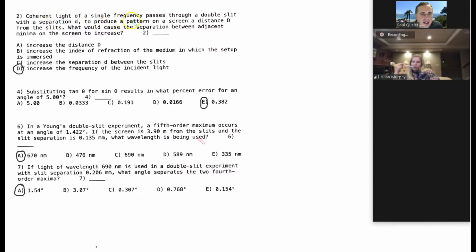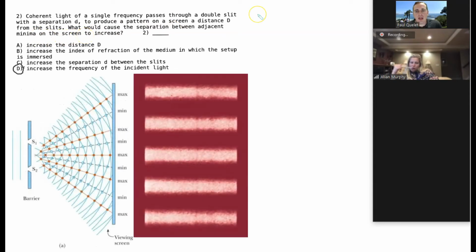Coherent light of a single frequency passes through a double slit with a separation d to produce a pattern on a screen a distance D from the slits. What would cause the separation between adjacent minima on the screen to increase? If we want spacing between the fringes to increase, we want more diffraction. In other words, we want more spreading out of the light. And that happens when it's longer wavelength.